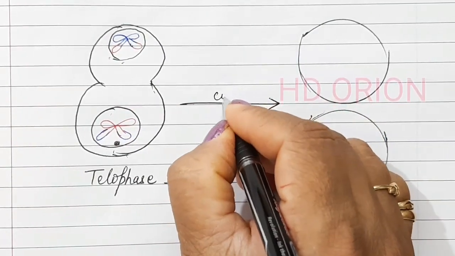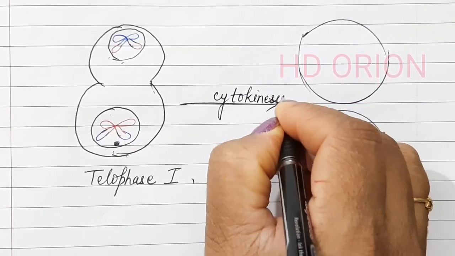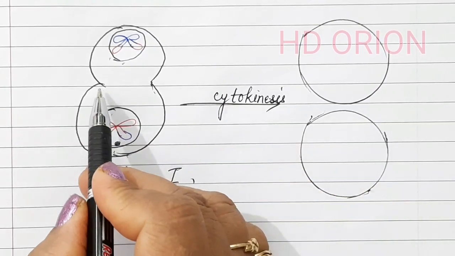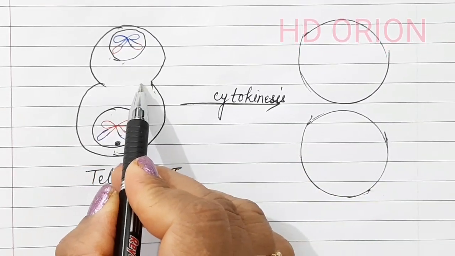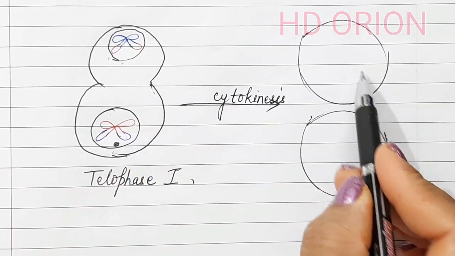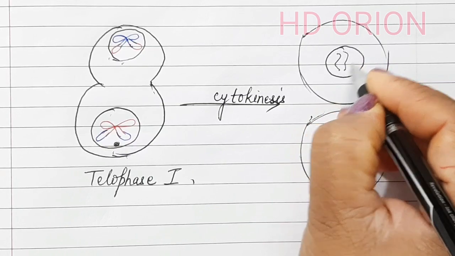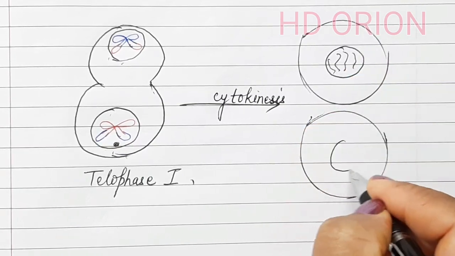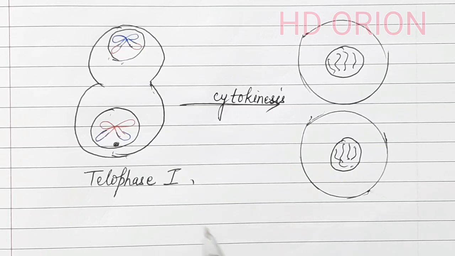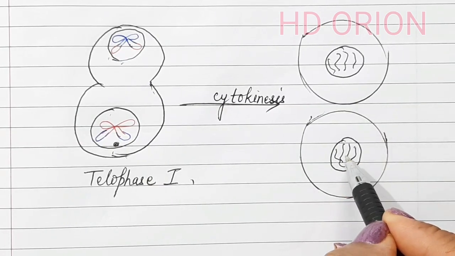After telophase 1, the cell undergoes cytokinesis. In cytokinesis, the division of cytoplasm takes place. So here centripetal cytokinesis will take place and the cell will divide into two parts, forming two daughter cells. The cells which have the nucleus, and the chromosomes will be present in the form of chromatin reticulum. So after meiosis 1, the result is just two daughter cells.